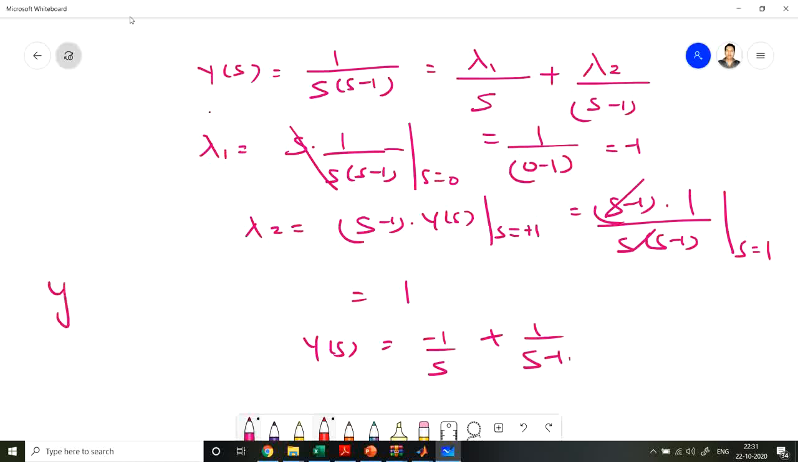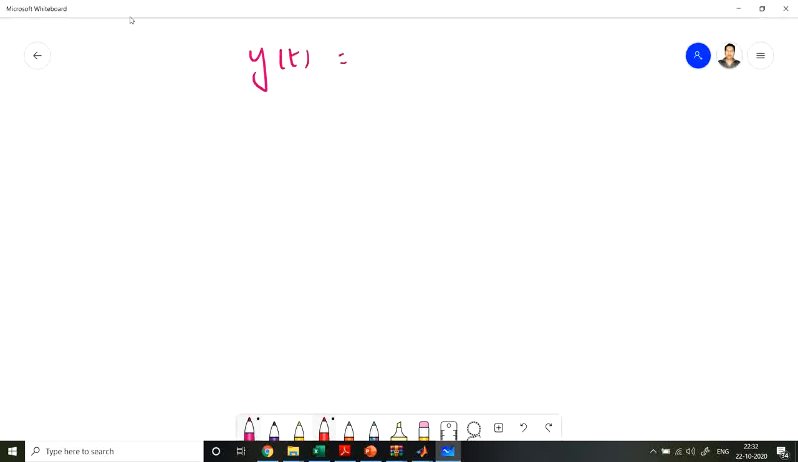Now what is y(t)? Just taking the inverse Laplace transform on both sides. So y(t) is equal to minus u(t) plus e raised to the power t u(t). This is the inverse Laplace transform we are getting. Now if we see that plot, we can find out. So y(t) is nothing but minus u(t) plus e raised to the power t u(t).